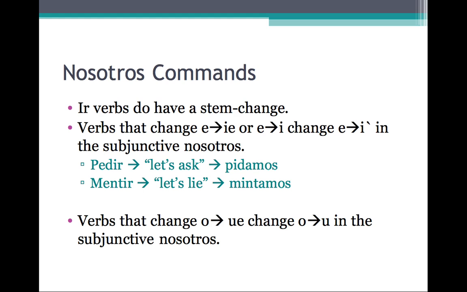You see, some people are still writing here, but I might have that example on the next slide. I can't remember. Oh, there's the example right there. Durmamos.